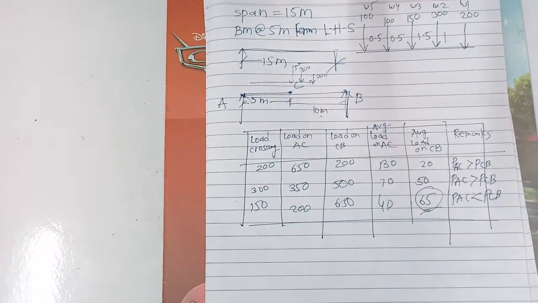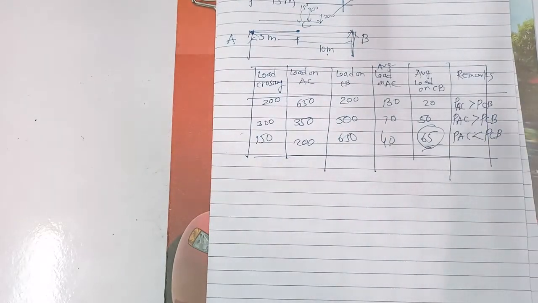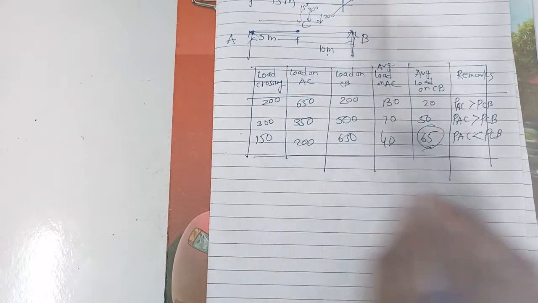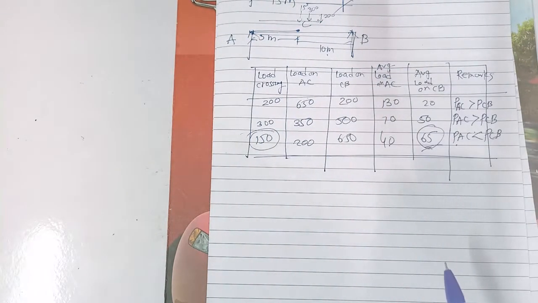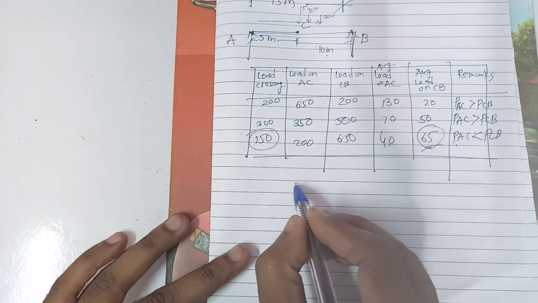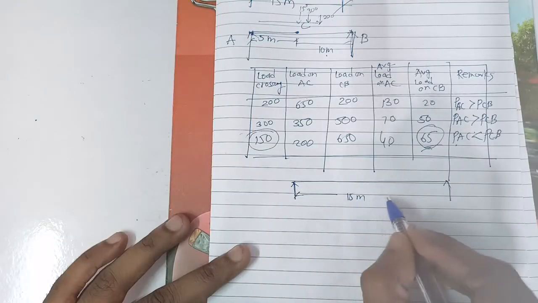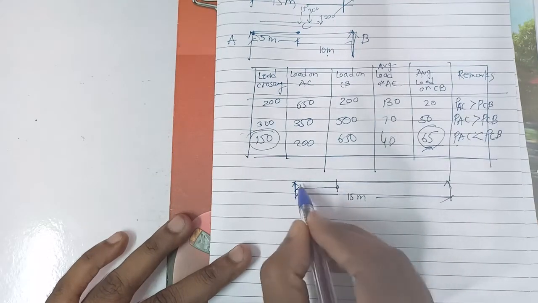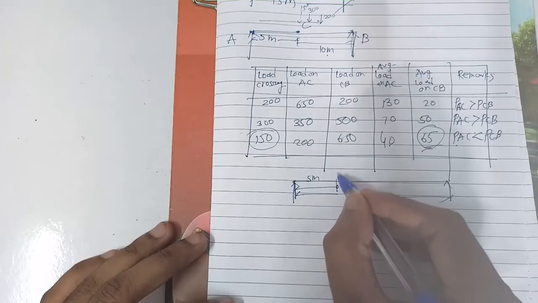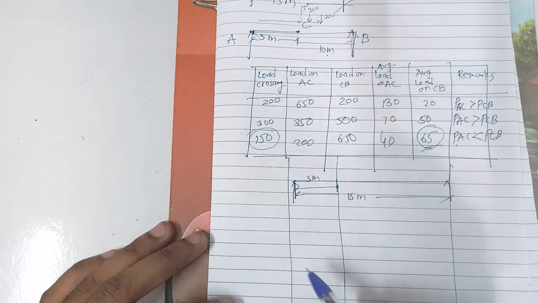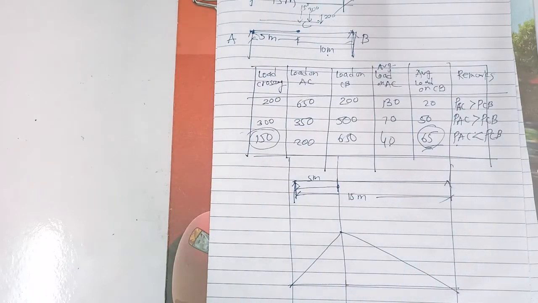So we have checked the condition first for this. Now what we are going to do is plot the diagram. For which load did the condition change? That is the 150 load. So the 150 load has to be kept on the apex. Now let us draw the diagram. This is the total span of 15 meter, and this is 5 meter, where the apex, the maximum point from where we have to calculate the maximum bending moment, is located.